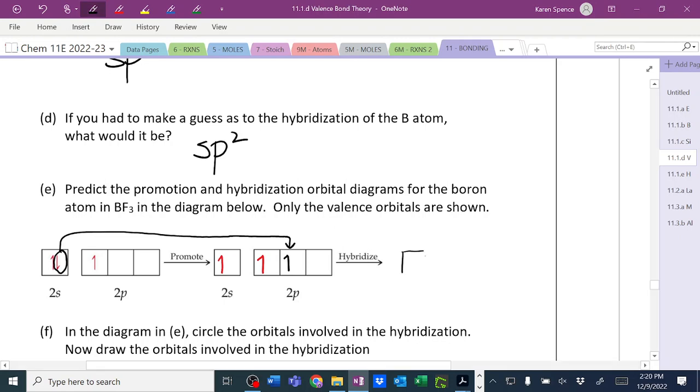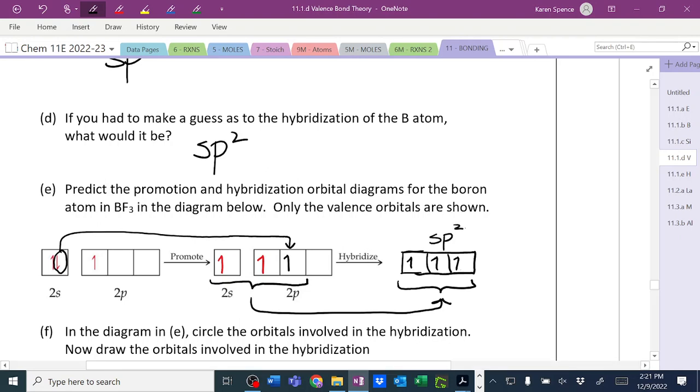How many should I have in my little block here? 3, right? Because I'm hybridizing 3 of them. So those 3 are going to become these 3. And they each have 1. What do we call those ones? sp2. Those are our sp2 orbitals. And is there anything left over? There's a 2p left over.